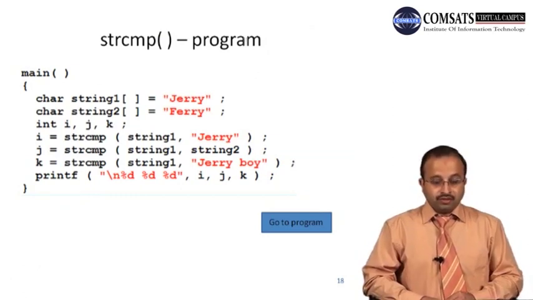Let me summarize today's lecture. In today's lecture, we have seen some of the most frequently used C standard library functions for string manipulation. These functions are string length, which is used to find the length of the string; string copy, which is used to copy the content of one string into another string; the strcat function, which is used to concatenate the content of one string at the end of the other string; and the string compare function, which is used to compare the content of two strings.